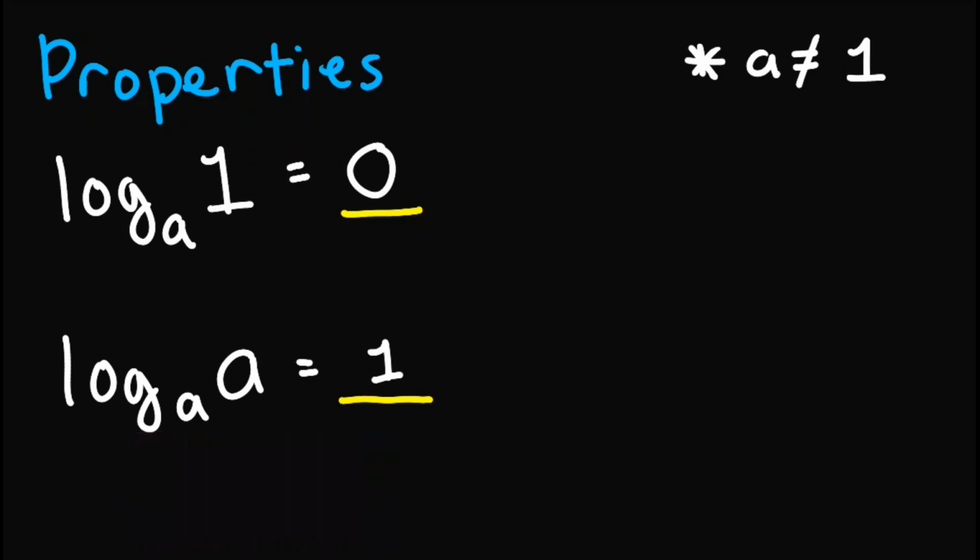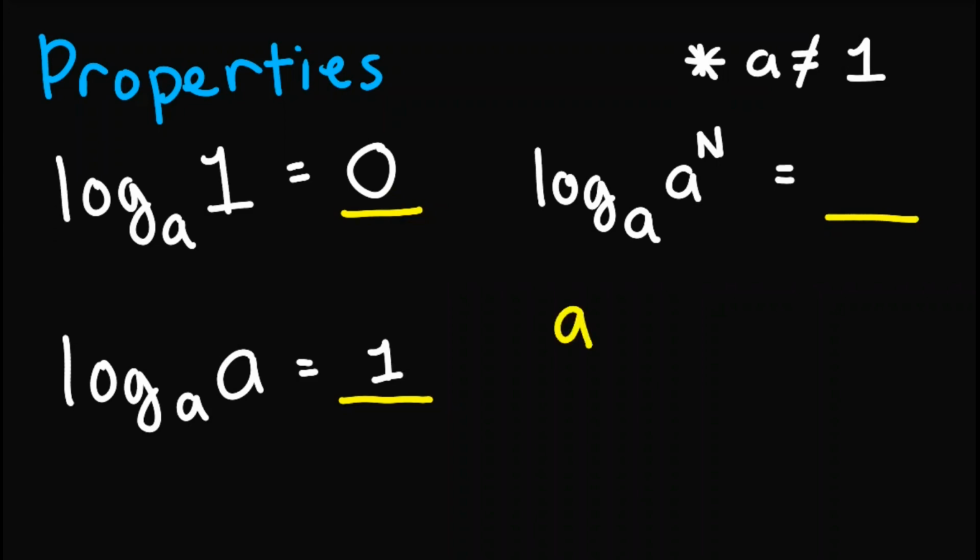Next, we also have the logarithm of a raised to n with respect to base a. So what is this equal to? Well, note that in exponent form again, this will be a raised to blank equals a raised to n. And obviously, for this to be true, this one must be n.